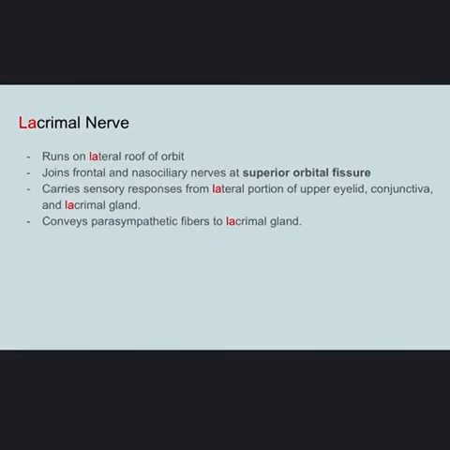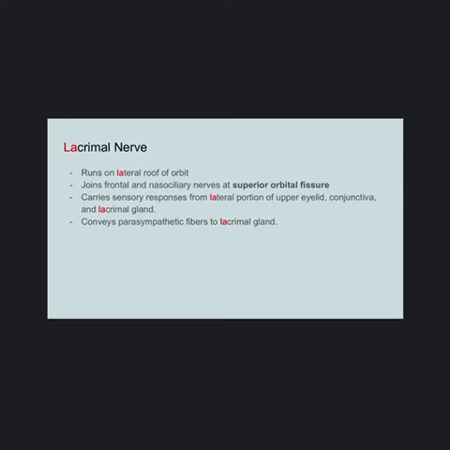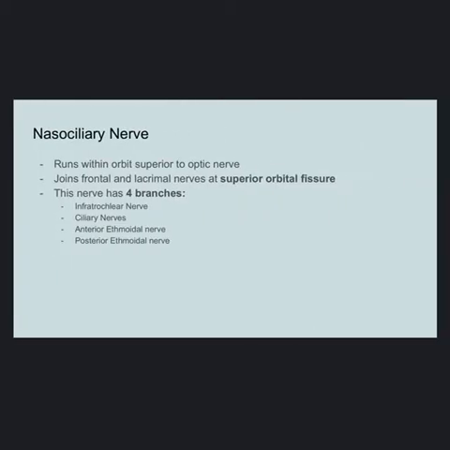All right. Now, the lacrimal nerve, this runs on the lateral roof of the orbit. It joins the frontal and nasociliary nerves at the superior orbital fissure. This carries responses from the lateral portion of the upper eyelid and the lacrimal gland, and it conveys parasympathetic fibers to the lacrimal gland. As y'all can see, it's a lot of la. So lacrimal, lateral roof, lacrimal nerve, lacrimal gland. And again, this one does go through the superior orbital fissure as well.